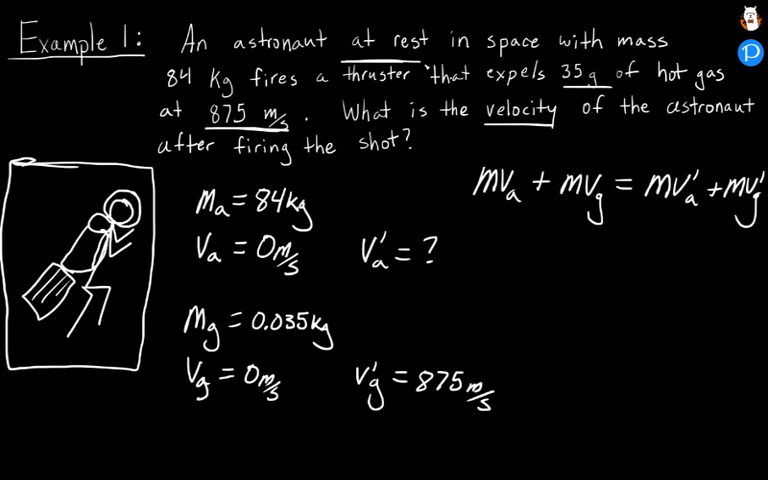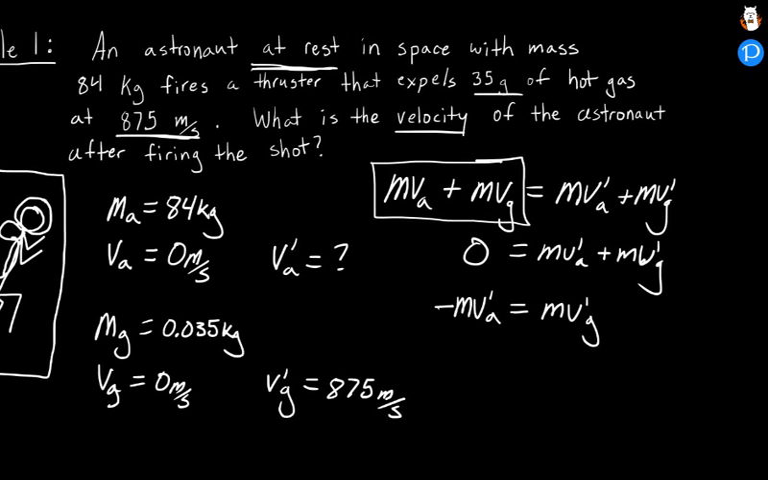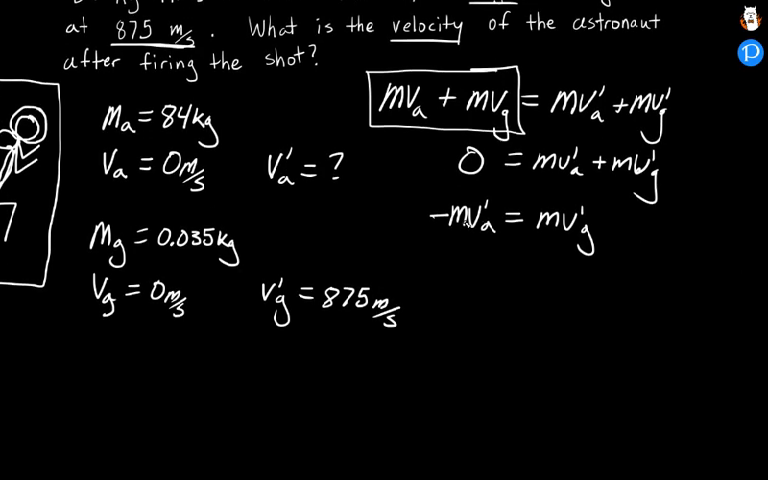Now we know that at the beginning though, everything is at rest. So this whole thing right here at the beginning is 0, like this. And so what we're going to do is set these two things equal to each other, but one of them is going to be negative. So I'm going to bring this to the other side. So it's going to be negative m v prime of the astronaut is equal to the positive m v prime of the gas.